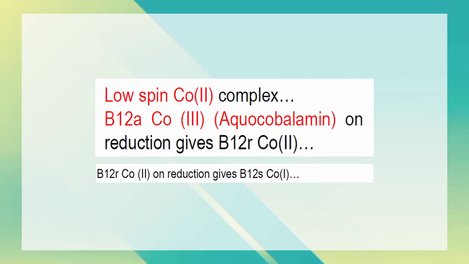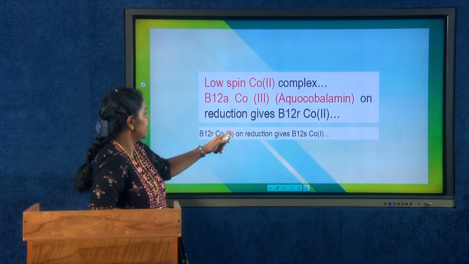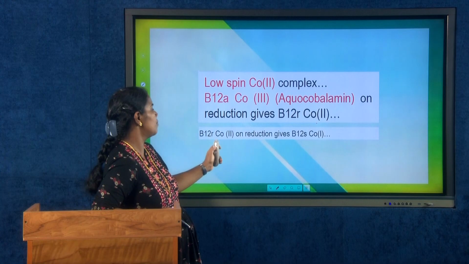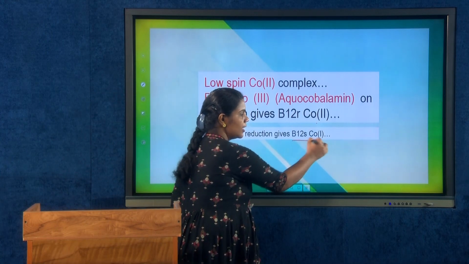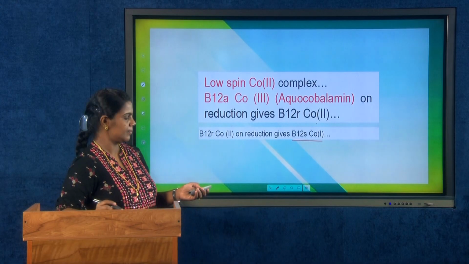And this vitamin B12, which is in this form, having a low spin cobalt 2 complex, is converted into B12a, that is cobalt 3, called aquacobalamin, which on reduction will form B12r, cobalt 2, and B12r or cobalt 2 on further reduction will form B12s, cobalt 1.